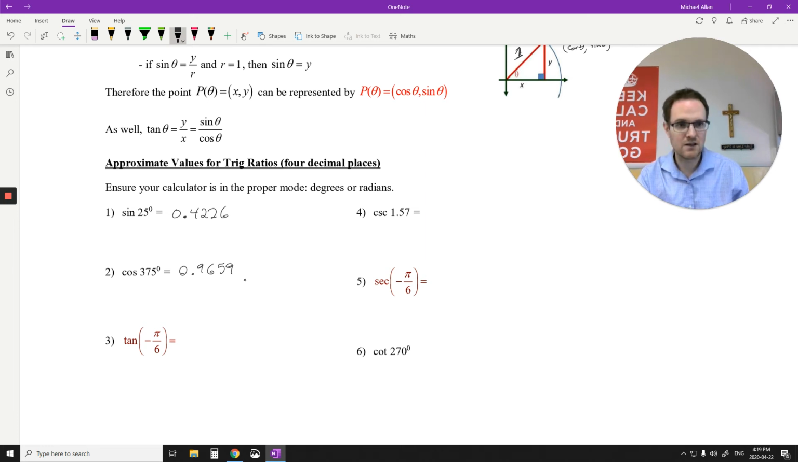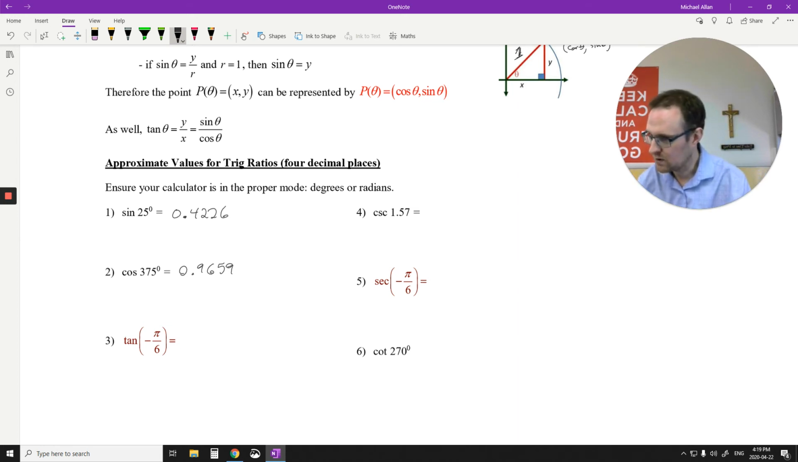For these other ones though, it gets a little bit trickier. You notice that this is pi over 6. There are no degree symbols for the next 3, like 3, 4, and 5. There's no degree sign for any of those. So if there's no degree sign for them, you have to assume that they're radians.